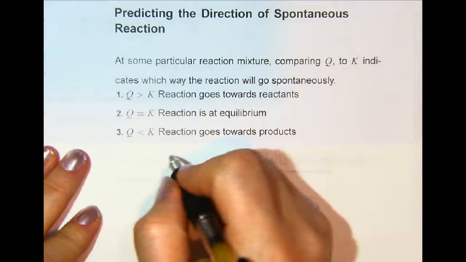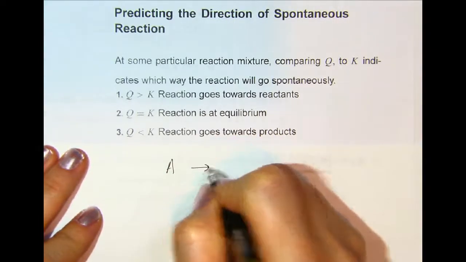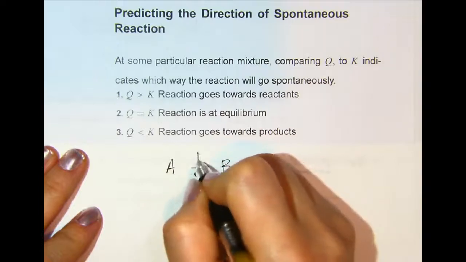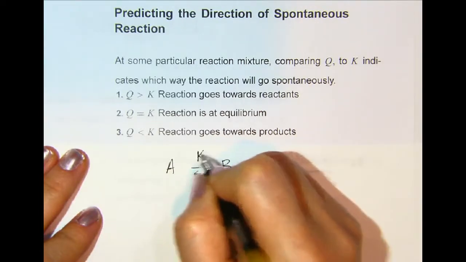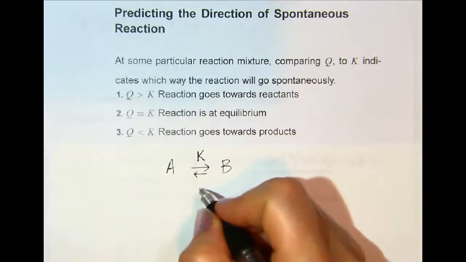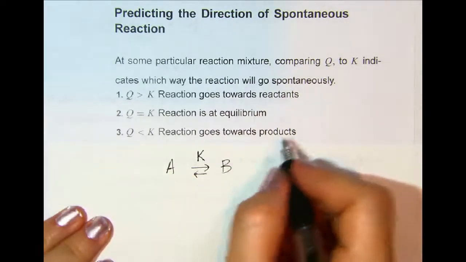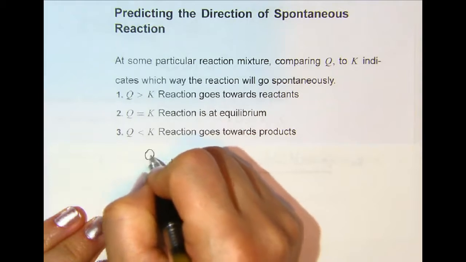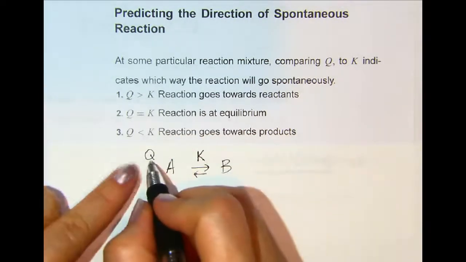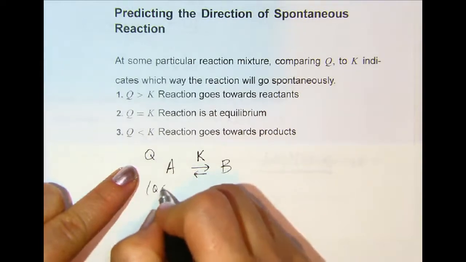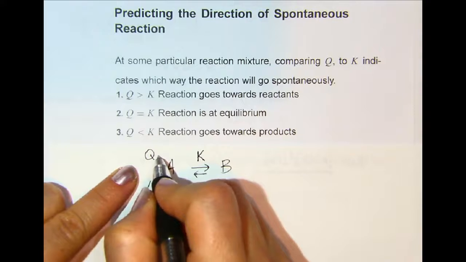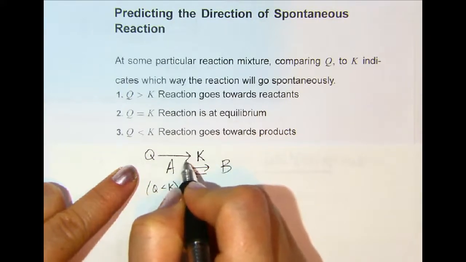So here's the way I think of this. Here are my reactants, and they're going to go to products. And if I were at equilibrium, I'm going to put my K over the arrows. We're trying to be at equilibrium. All reactions are trying to be at equilibrium. If I have a Q that's less than K, so less is over here, more is over here, then that means we want to move from Q toward K. We want to get to equilibrium.